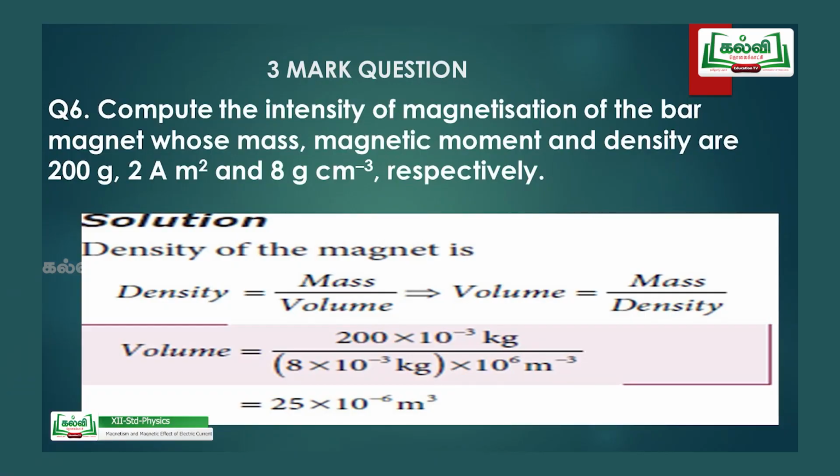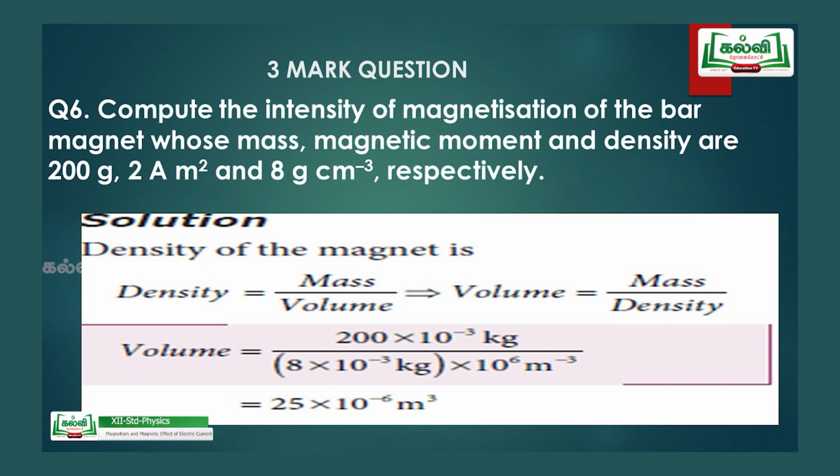Then we will see a few 3 mark questions. Now, here I have taken a very simple problem: compute the intensity of magnetization of a bar magnet whose mass, magnetic moment and density are given. The mass is given as 200 grams, then the magnetic moment is given, and the last is density. You have to convert mass from grams into kilograms, and the density, which is given in grams centimeter minus 3, has to be converted into kilogram meter minus 3.